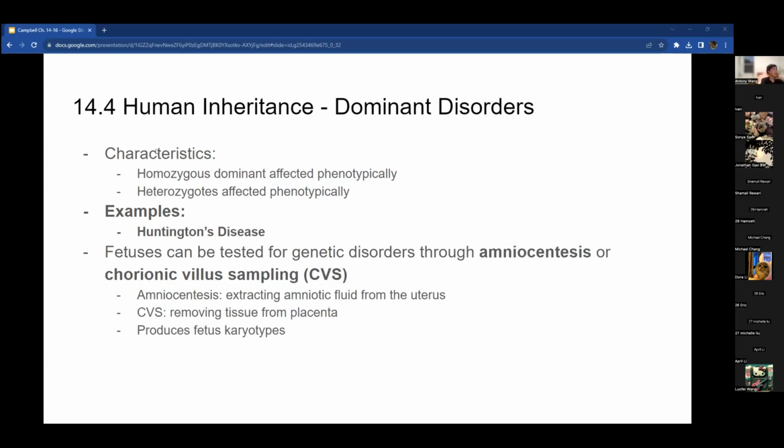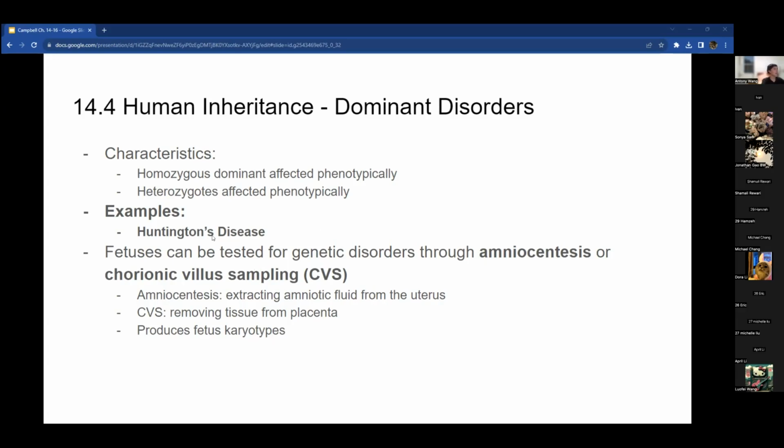Dominant disorders: anyone who has a copy of the dominant trait will be affected. And as a result, these alleles are much more rare within the population. One example, Huntington's disease, that's a big one. It's caused by a protein that has a lot of short repeats in its exons, which makes an error in how the protein is made.